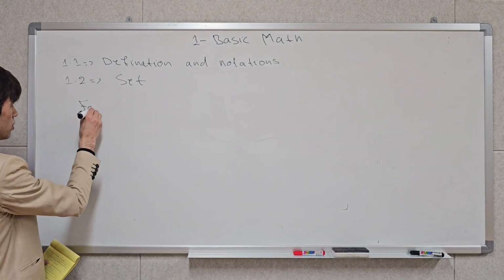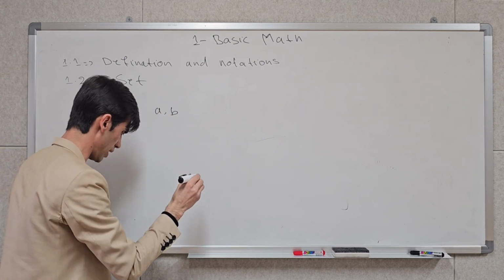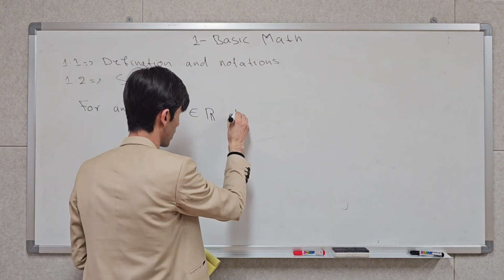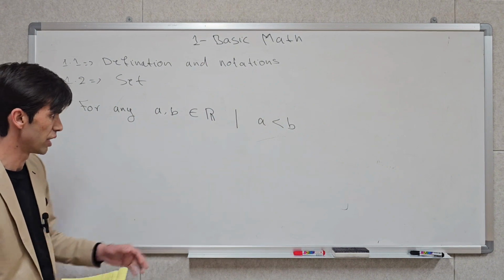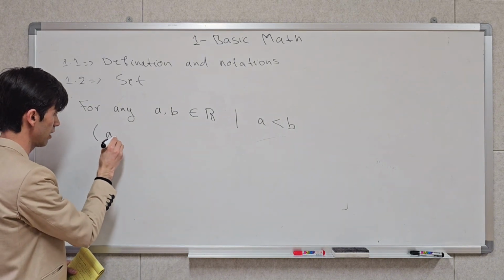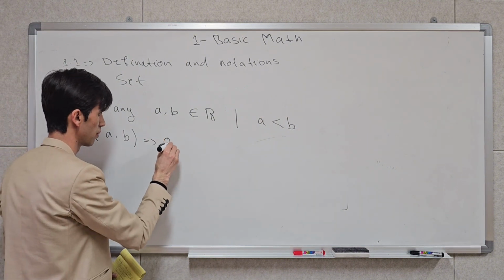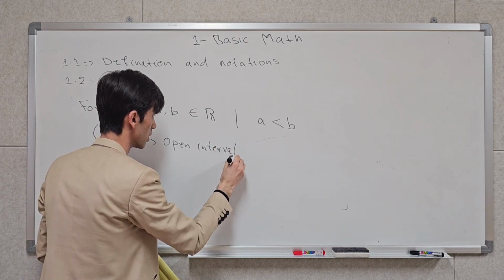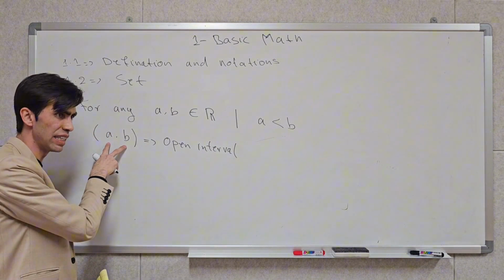The other notation that we use, for example, for any A and B, which are sets of or included in real numbers, such that A is less than B, if we have this kind of notation, A and B, it's called an open interval, which does not include A and B, but it includes any value between A and B.